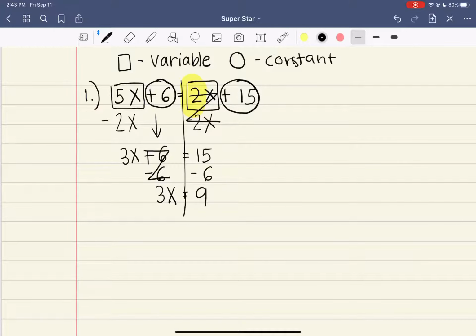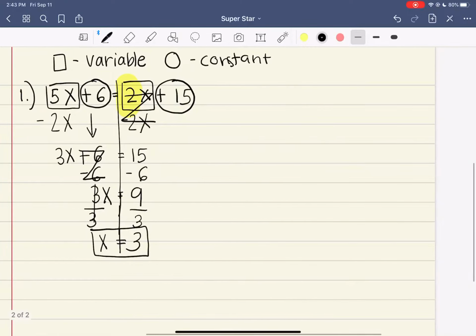And our very last step is going to be division. Since we have a coefficient other than 1, we're going to have to divide both sides by our coefficient. 3 divided by 3 is 1, so we'll be left with an x. And 9 divided by 3 is 3. And that will leave you with your final answer. All right, so for number 1, that's where we're at. So I'm going to move my page over and do number 2.